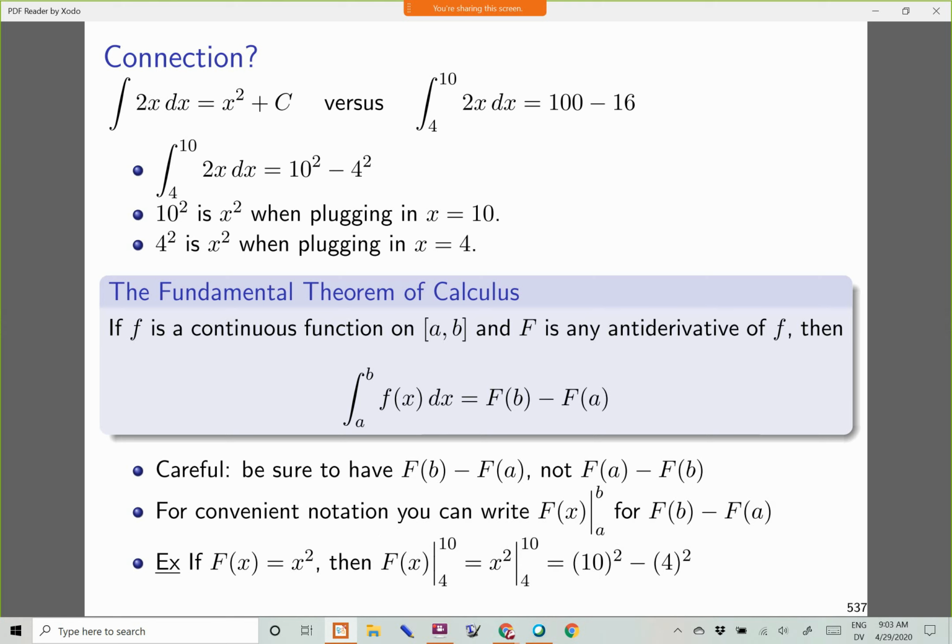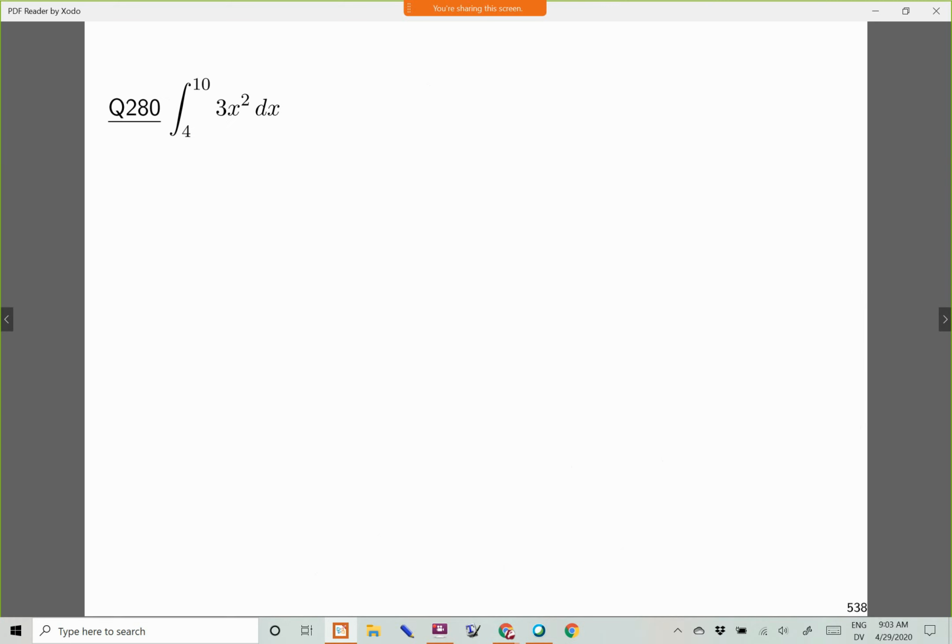Okay, that's a lot of talk on this. I think what's going to help us out is if we start looking at a new example. We're going to get this definite integral problem. We're going to find an antiderivative of the function that's mentioned right there, and then we're going to find the value of that new function capital F at two specific x values and subtract. So here's the problem: the integral from 4 to 10 of 3x squared dx.